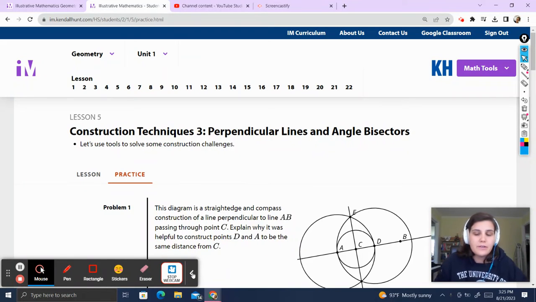Today we're going to be talking about Geometry, Unit 1, Lesson 5, in Illustrative Mathematics.